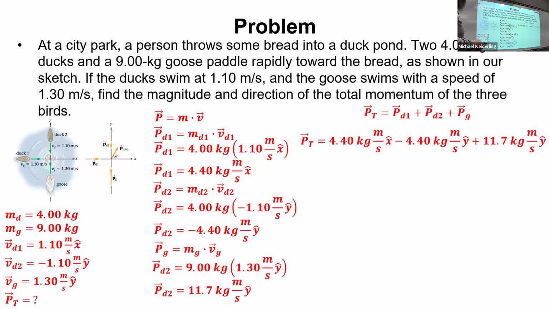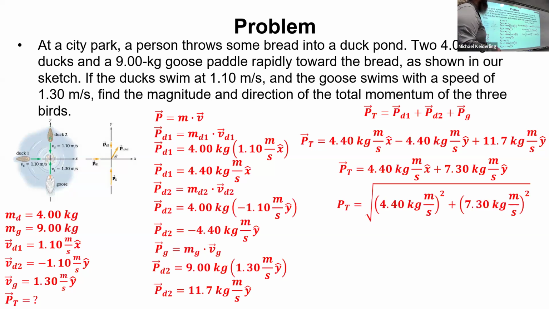So our total is going to be 4.4 kilogram meters per second in the x direction, minus 4.4 kilogram meters per second in the y direction, plus 11.7 kilogram meters per second in the y direction. So if we combine our y's, we have 4.4 kilogram meters per second in the x direction, and then 11.7 minus 4.4 is 7.3 kilogram meters per second in the y direction.